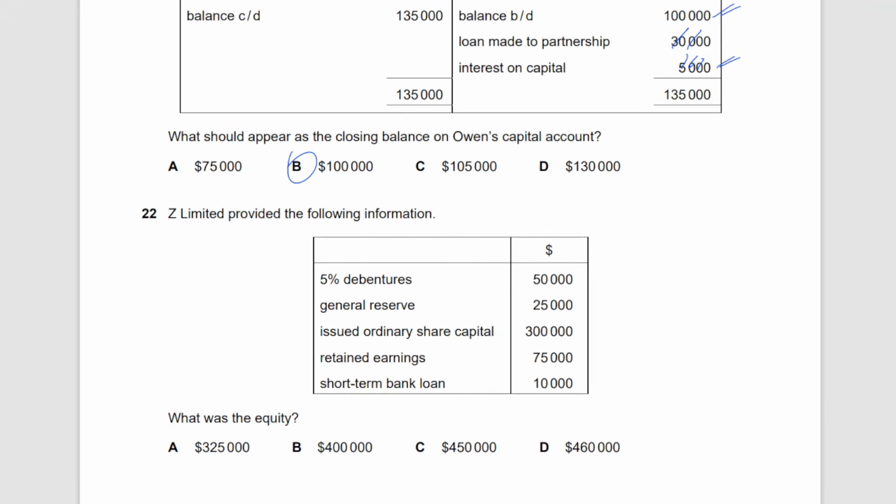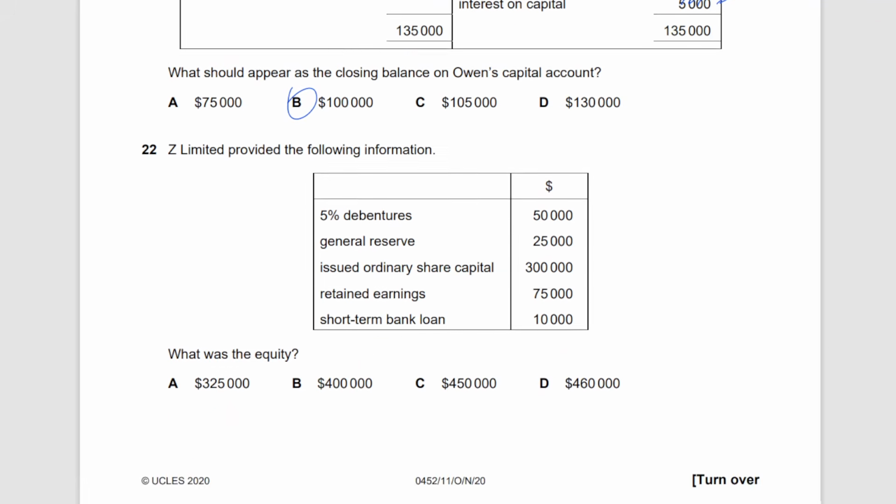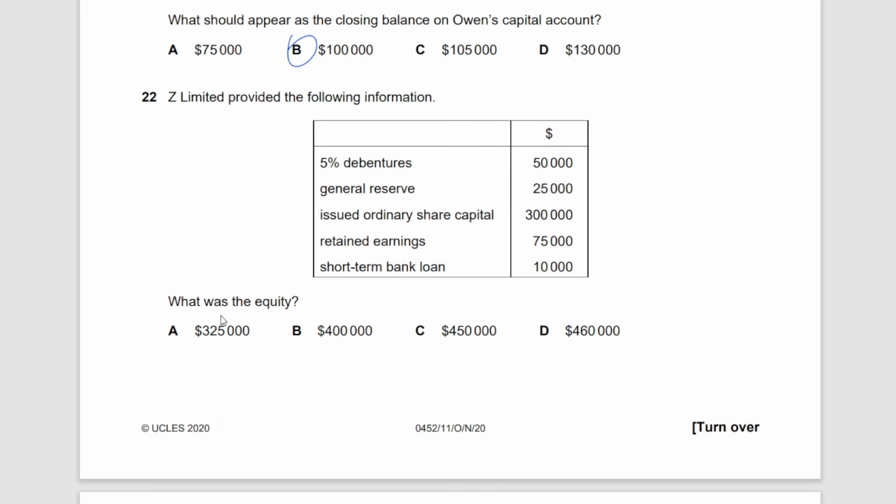100,000. Okay. Z Limited provides the following information. What was equity? Equity, you should know that it's ownership. Different types of businesses have different ownership structures, right? Partnership has capital and current account. The capital section differs. In a limited company, the capital section has all the reserves and capital introduced, right? The share capital, reserves, share premium, these things make up equity. Basically, these things belong to the owners.